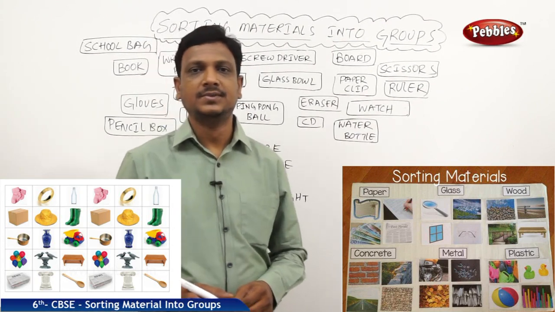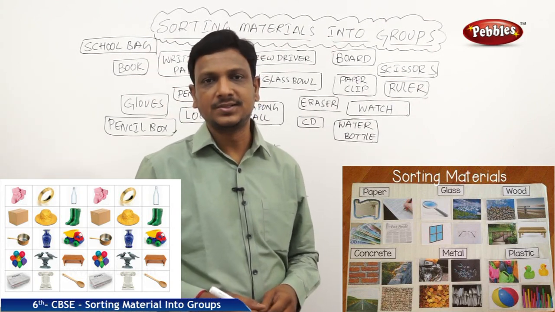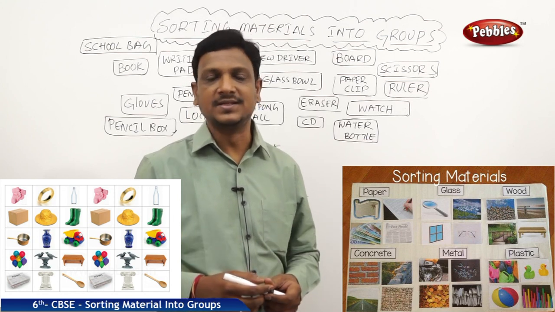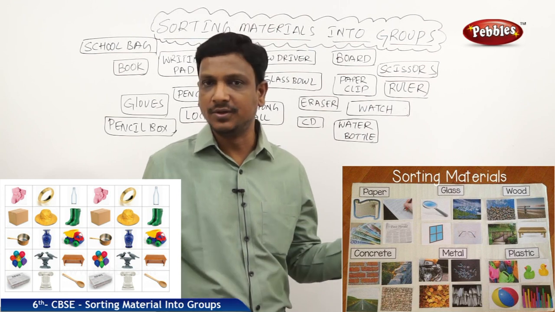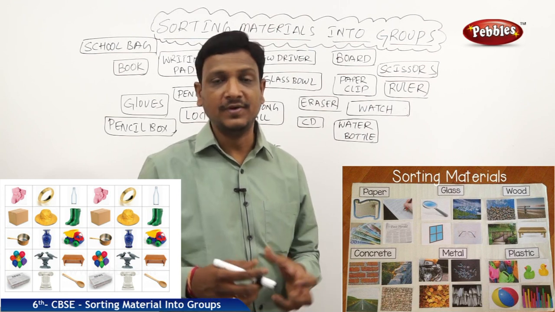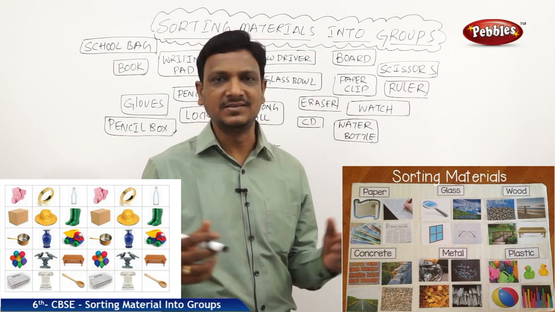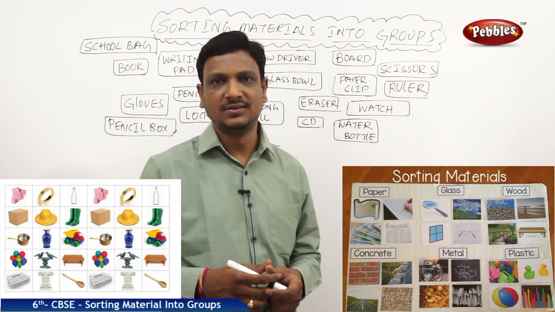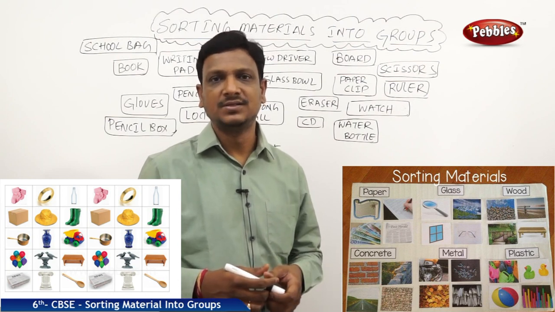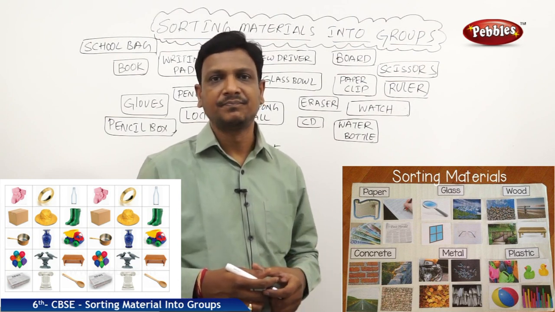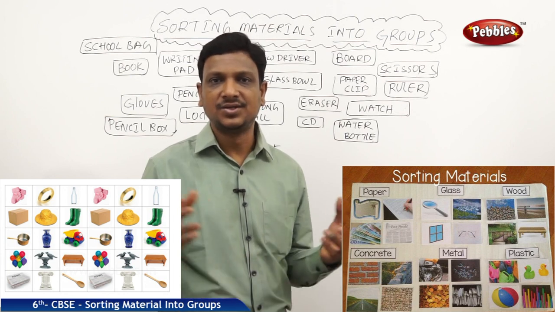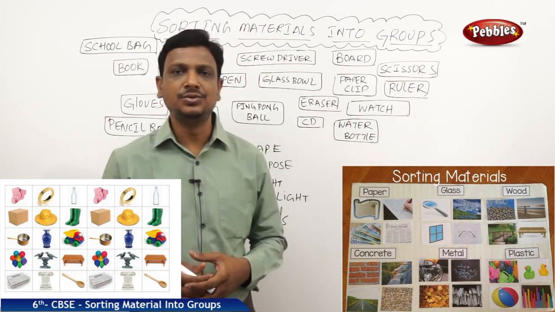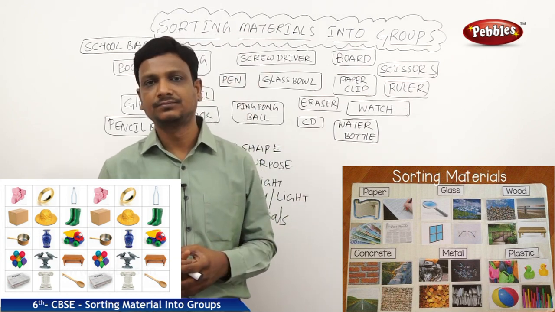Good morning, children. Today our topic is sorting materials into groups. So there are so many materials around us. If you just look around you, you will find so many things. If you are in a classroom, you can find blackboard, chalk piece or marker, eraser, benches, tables, charts, wall clock, tube lights, fan. Likewise, you find so many things around you.